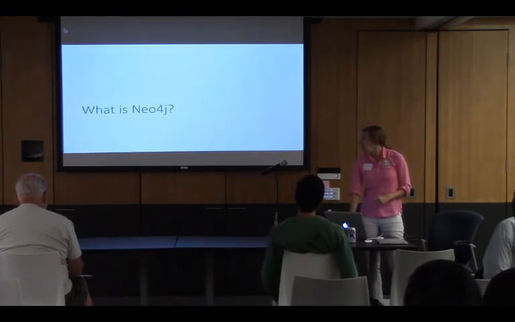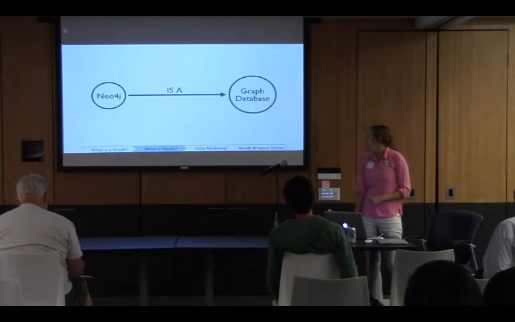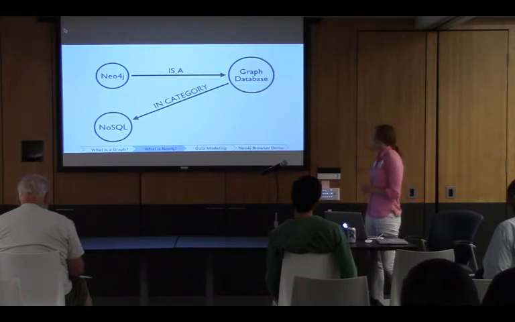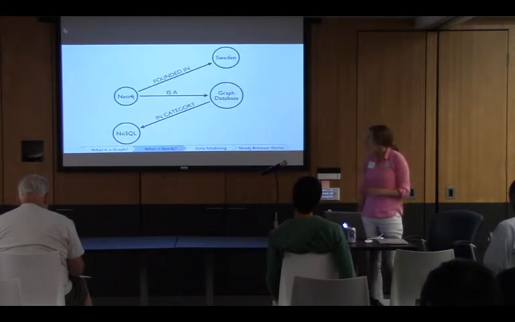All right, so what is Neo4j? Neo4j is a graph database. And that is in the NoSQL category. NoSQL either means not SQL or not only SQL, depending on who you ask. And Neo4j was founded in Sweden.